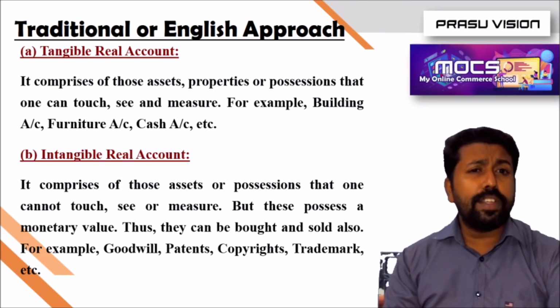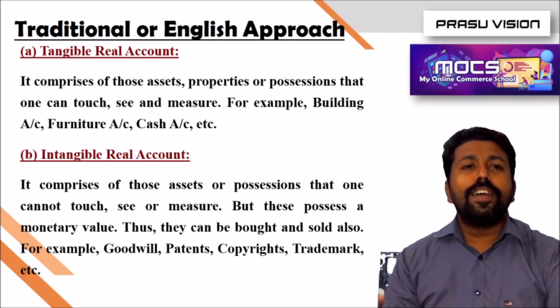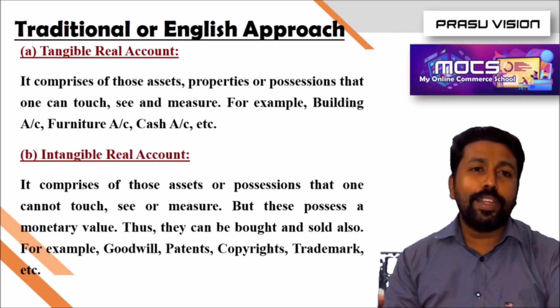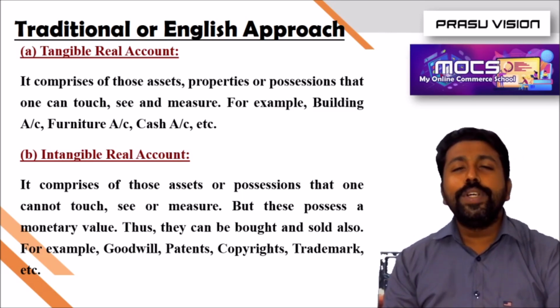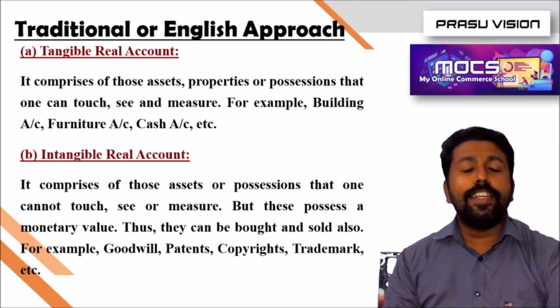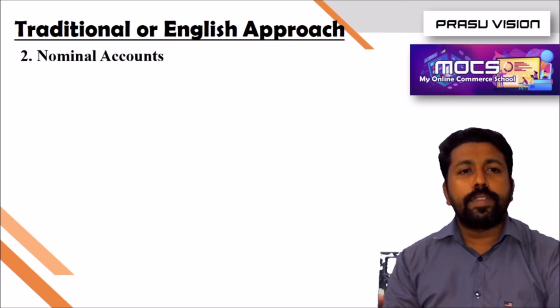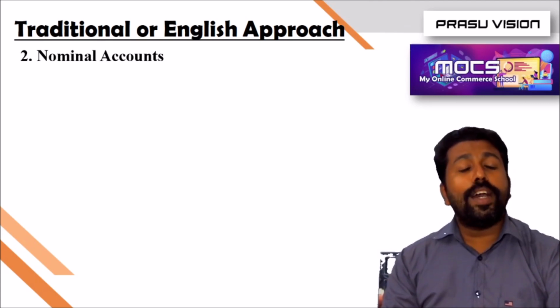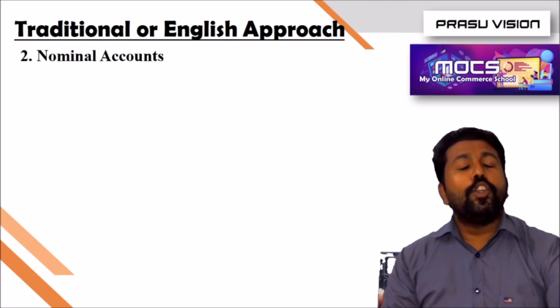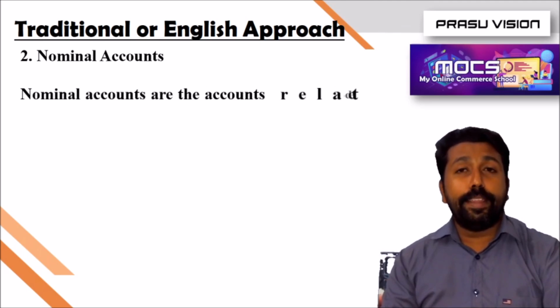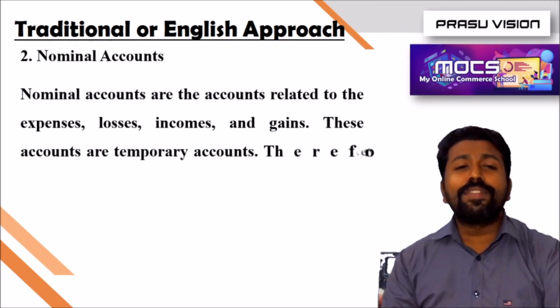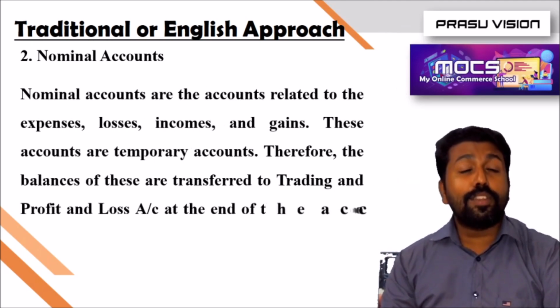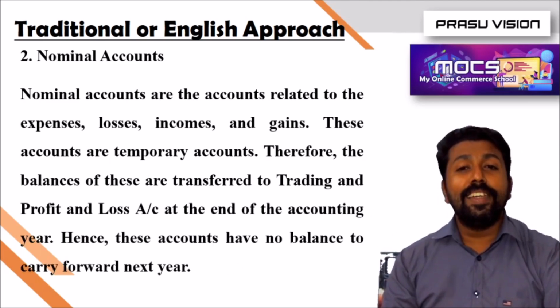So impersonal account is classified into two: a real account and a nominal account. A real account is again classified into tangible real account and intangible real account. And what is nominal account? Real account is related to assets and liabilities. Nominal account is related to expenses, losses, incomes and gains.